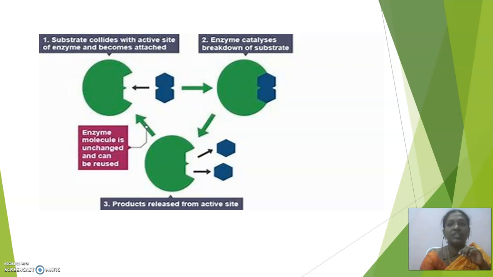In the second step, what happens? The enzyme catalyzes the breakdown of the substrate. Then in the third step, the products are released from the active site. After the breaking down of the substrate, the products are freely released from the enzyme, and they move on. These enzyme molecules can be reused again and again. That is one of the main characteristics of enzymes, and that is the main reason why enzymes play an important role in the food industries.